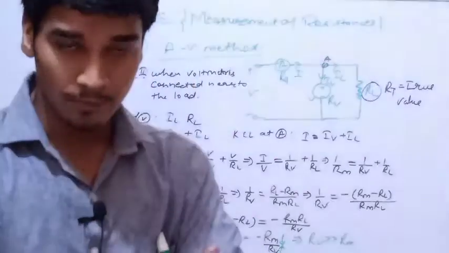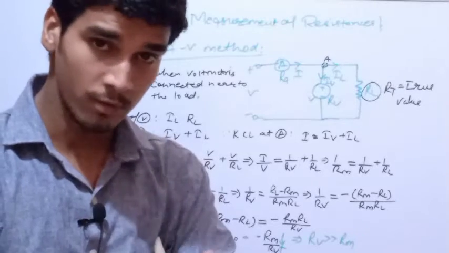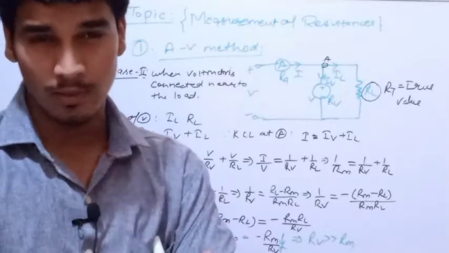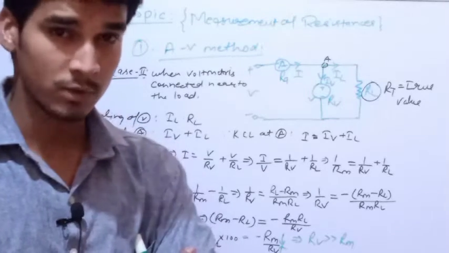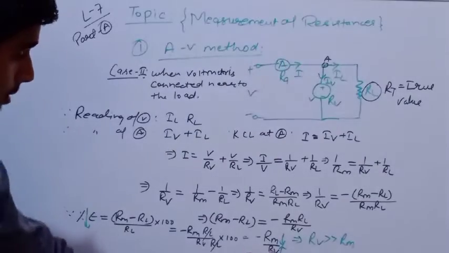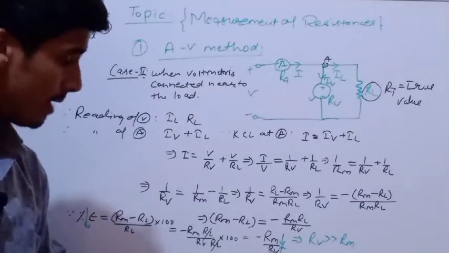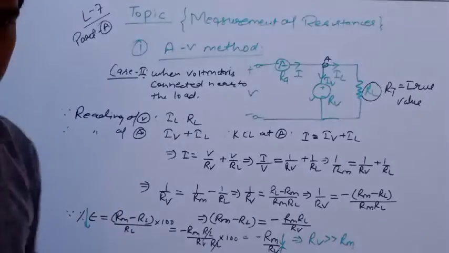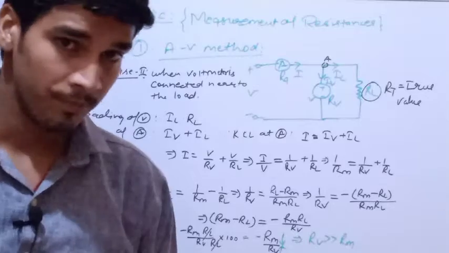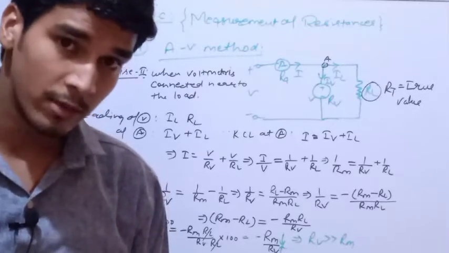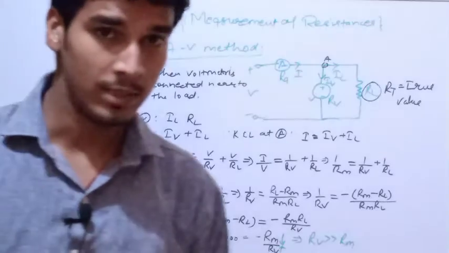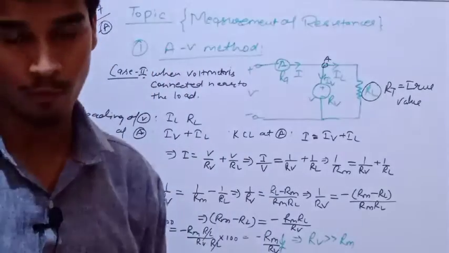So this was a brief overview of the ammeter voltmeter method, when the ammeter is connected near to the unknown resistance and when the voltmeter is connected near to the unknown resistance. These are the two cases we have derived. And the final formula that came is minus RM upon RV. When the ammeter is connected near to the load resistance, the error formula is RA upon RL. When the voltmeter is connected near to the resistance, the formula becomes minus RM upon RV. So you have to remember these two formulas.